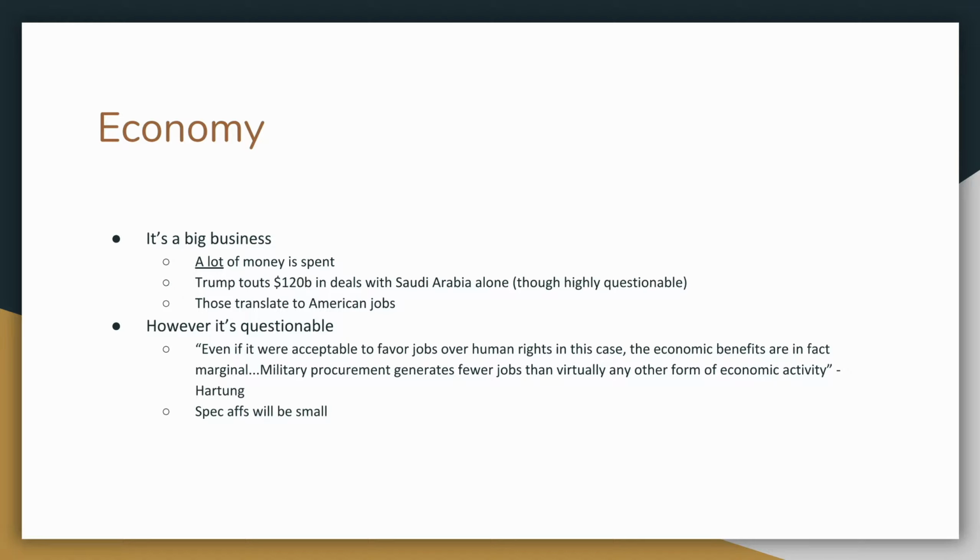For example, for Saudi Arabia, Trump has been touting $120 billion in deals. This is a highly questionable figure. Only about 10-ish billion from the most recent statistics I've seen have actually materialized. But even though it's not as big as Trump may say, even individual countries can translate to a whole lot of American jobs. For example, providing a single type of bomb to Saudi Arabia employs, I think, around 1,000 Americans, according to a statistic I saw.